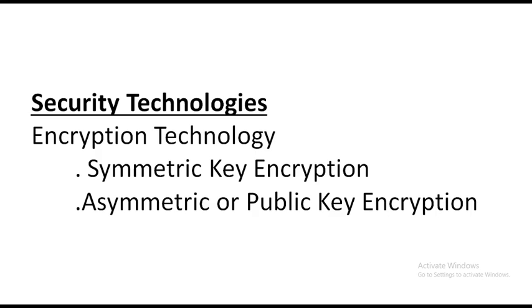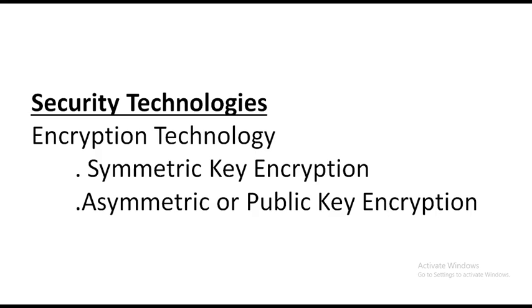And next one is asymmetric or public key encryption. For symmetric key encryption, they have used a private key. Here for asymmetric or public key encryption, they have used a public key. Asymmetric encryption, also called RSA, Rivest-Shamir-Adleman algorithm, uses public key authentication and digital signatures.